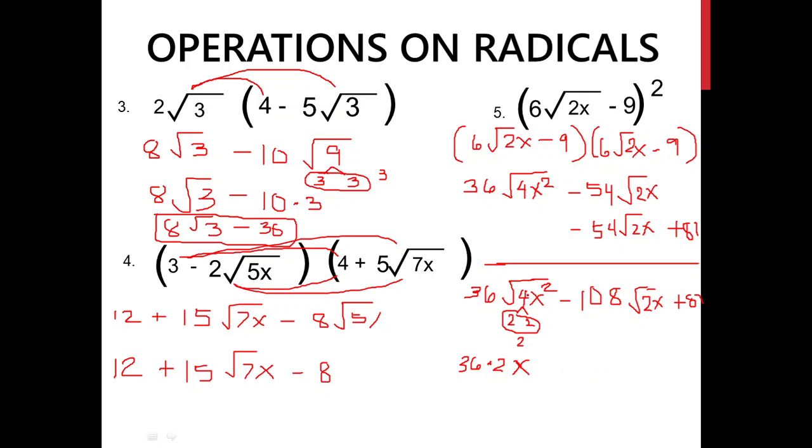And then since all the elements under the radical sign have already been simplified, there's no more radical sign here. So you have minus 108 square root of 2x plus 81. And then simplifying this one, 36 times 2 gives you 72x minus 108 square root of 2x plus 81. And there you go.